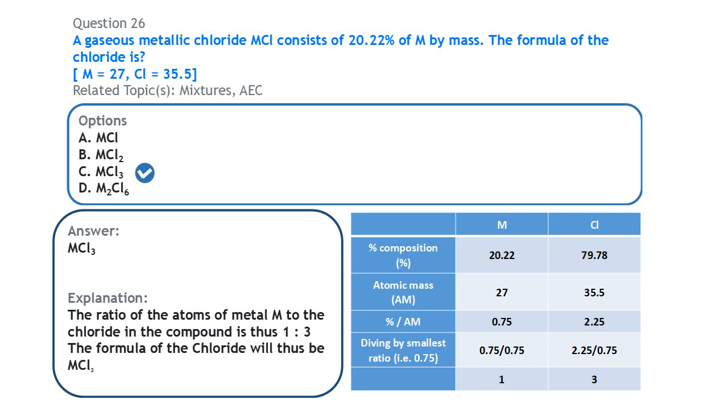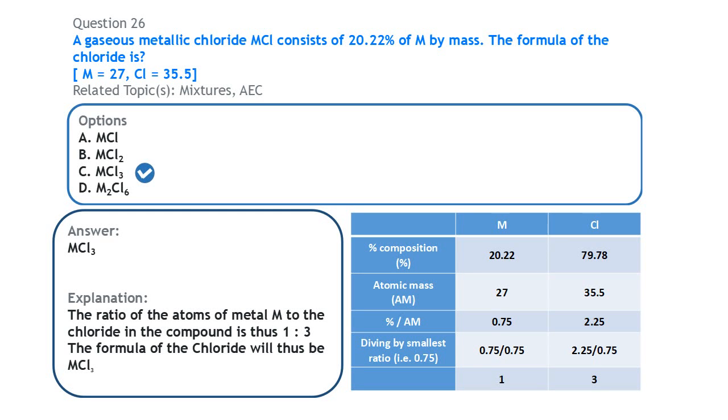Now after dividing by the atomic mass, we look at which of these two is the smallest. That is 0.75. 0.75 is less than 2.25. So we divide these values again by 0.75. 0.75 divided by 0.75 gives us 1. 2.25 divided by 0.75 gives us 3.